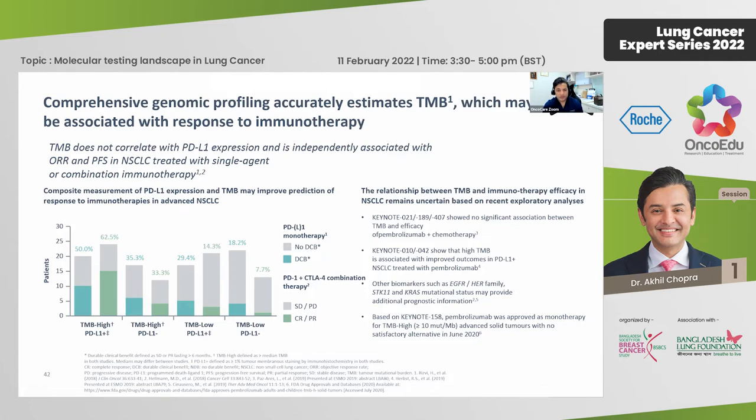profiling. We also know based on the KEYNOTE-158 trial that pembrolizumab was approved as monotherapy for high TMB solid tumors with no satisfactory alternative approximately 2 years ago. And if you use both PD-L1 as well as TMB together, and if both are positive, we have the highest chance of benefit from immunotherapy. So I feel that comprehensive genomic profiling, in addition to telling us about molecular alteration, also gives us information about tumor mutational burden, which is a good predictive biomarker for immunotherapy.